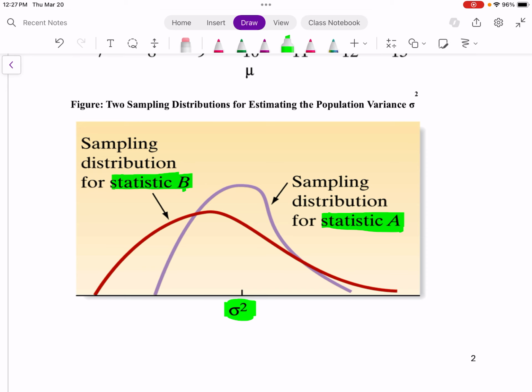Now we have two different sampling distributions for two different statistics, and we want to pick one sampling distribution that can be used to make an estimation of sigma square. Now which one will be the best estimator here, out of the sampling distribution for statistic A or for statistic B? What do you think? Which one will be the best?